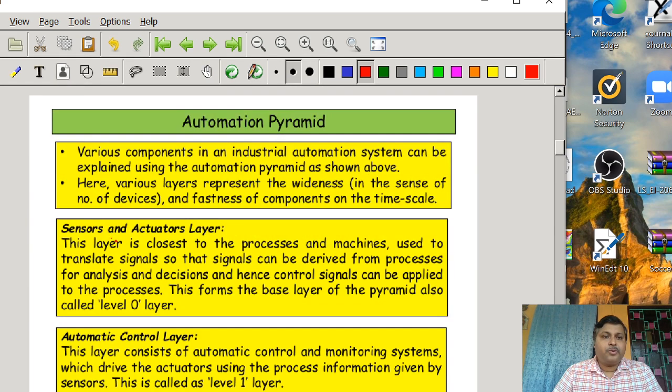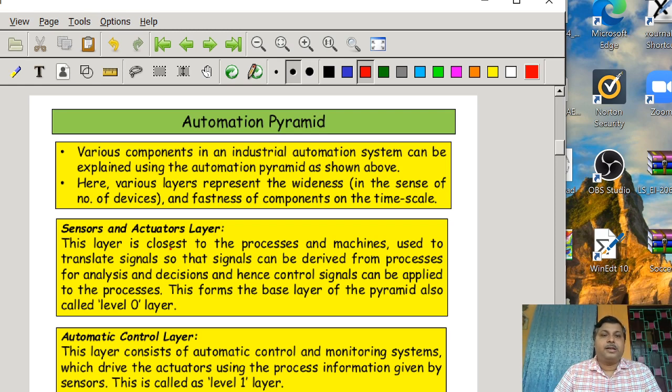Okay, so we are going to understand about level 0, but before that, what common thing has been stated about the automation pyramid. Various components in an industrial automation system can be explained using the automation pyramid as shown above. Here various layers represent the wideness in the sense of number of devices and fastness of components on the time scale. Okay, so first, the sensors and actuators layer, which is indicated by level 0.